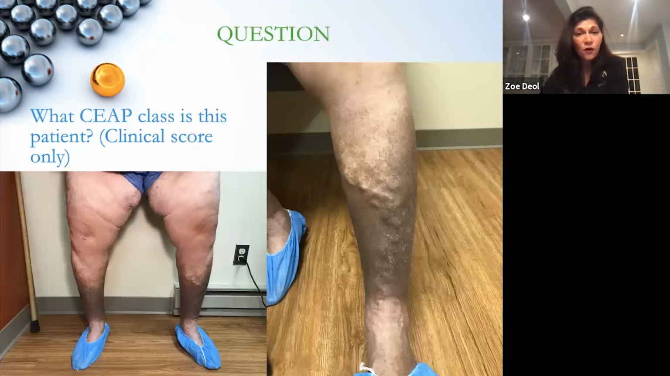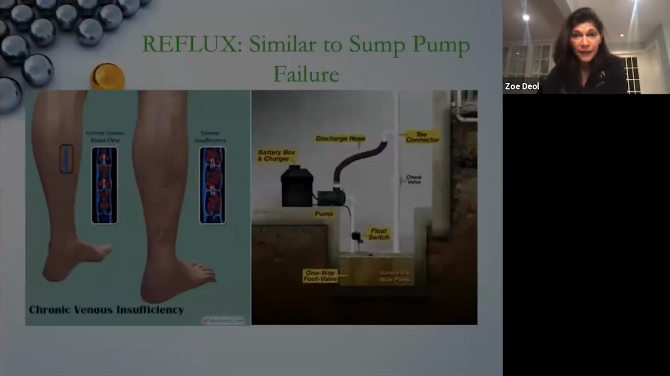CEAP score, you always default to the highest level. So this guy has edema, which is a 3. He's got varicose veins, which is a 2, and he's got hyperpigmentation, which is a 4. So his CEAP score will be, the clinical component will be a 4.